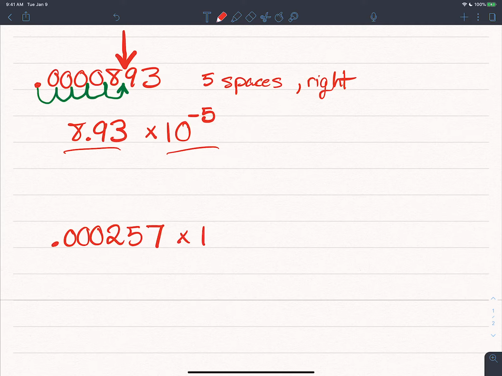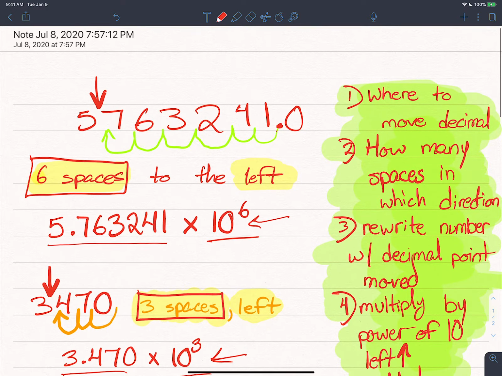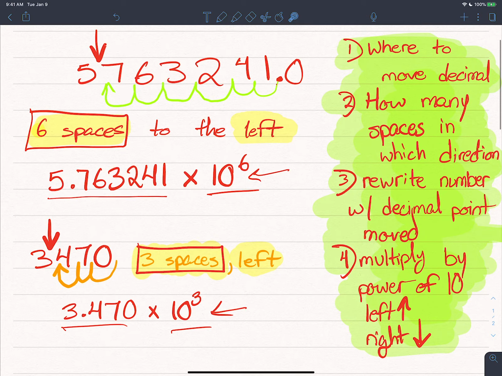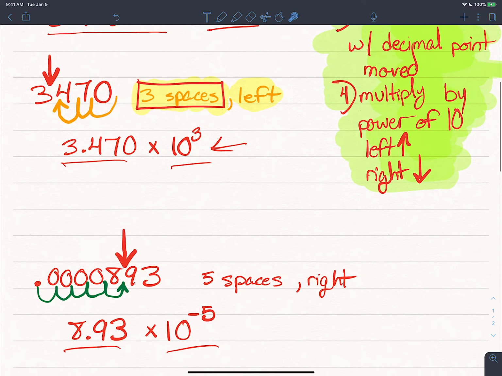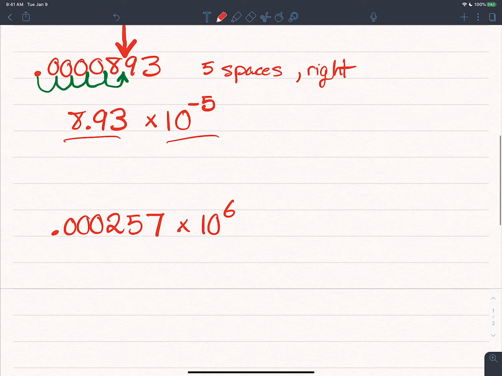0.000257 times 10 to the 6th. So we still follow our same steps. What is step 1? Where to move the decimal point. That's step 1. And where do we want to move the decimal point to? Between the what and the what? Right, the 5 and the 7.